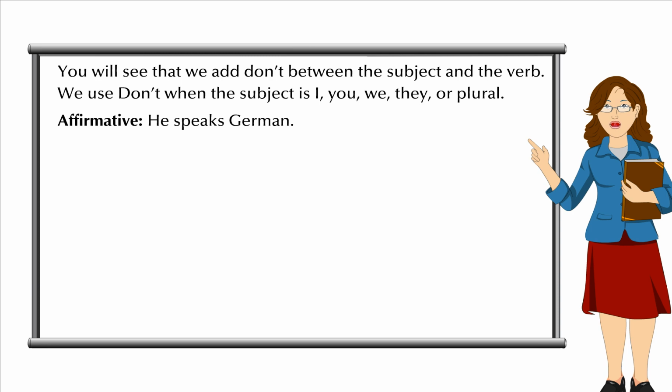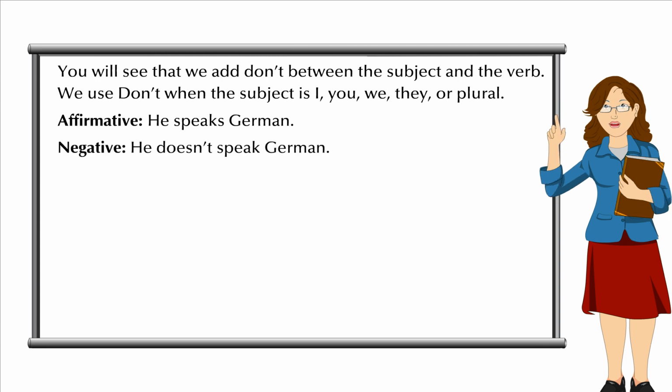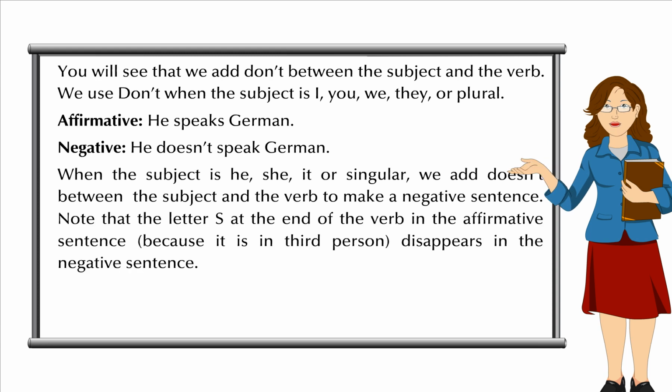Affirmative: He speaks German. Negative: He doesn't speak German. When the subject is he, she, it or singular, we add doesn't between the subject and the verb to make a negative sentence. Note that the letter S at the end of the verb in the affirmative sentence, because it is in third person, disappears in the negative sentence.